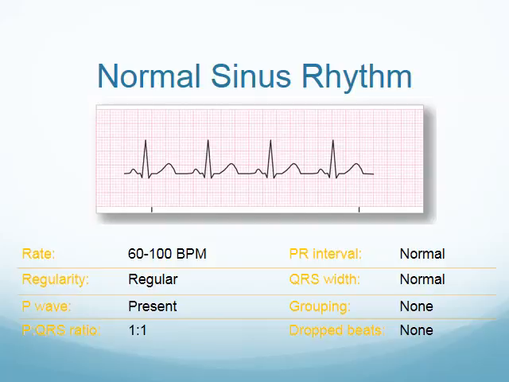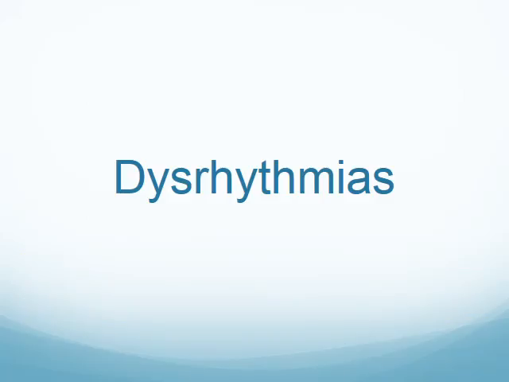We don't have any grouping or dropped beats. Our QRS width is less than 0.12. So that's pretty much it. We know that we have a regular sinus rhythm here. So now that we talked about the one normal rhythm that we have, we're going to talk about our dysrhythmias, or variants from normal sinus rhythm.